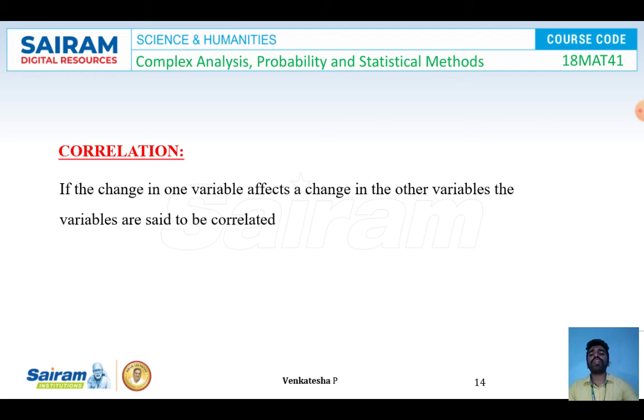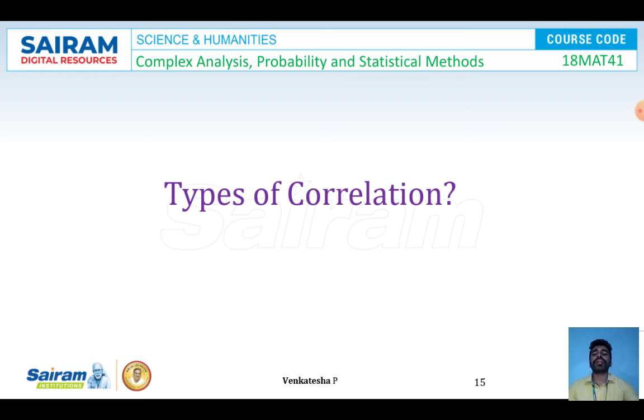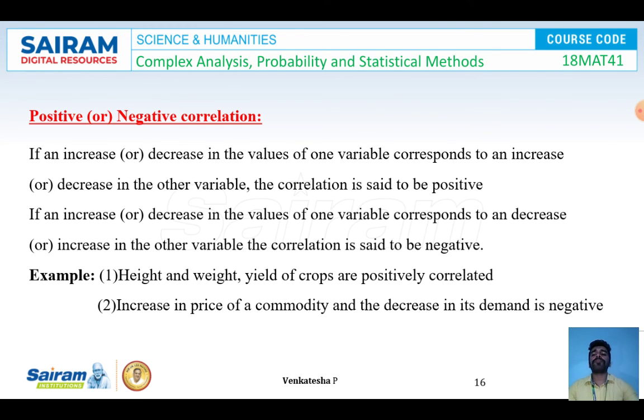Correlation. If a change in one variable affects a change in the other variable, the two variables are said to be correlated. Types of correlation. The first type is positive or negative correlation. If an increase or decrease in the values of one variable corresponds to an increase or decrease in the value of the other variable, then the correlation is said to be positive correlation. Similarly, if an increase or decrease in the values of one variable corresponds to a decrease or increase in the value of the other variable, then it is called negative correlation.